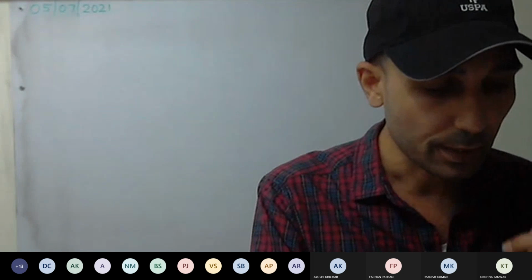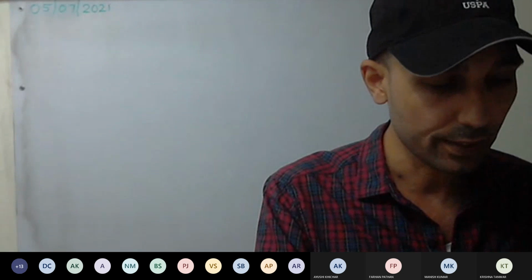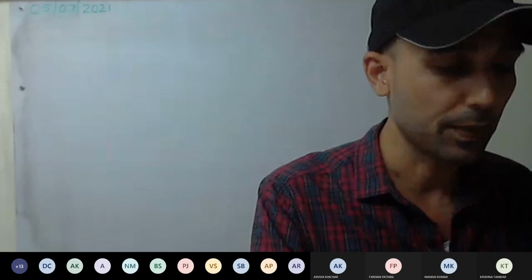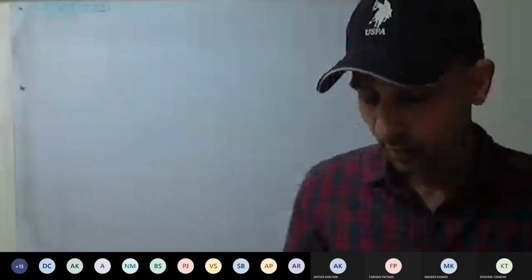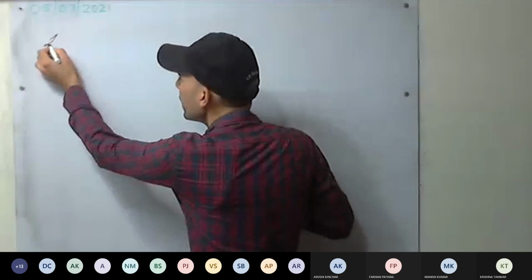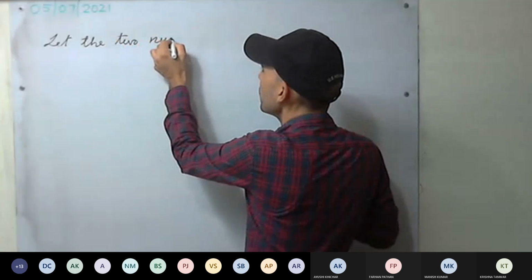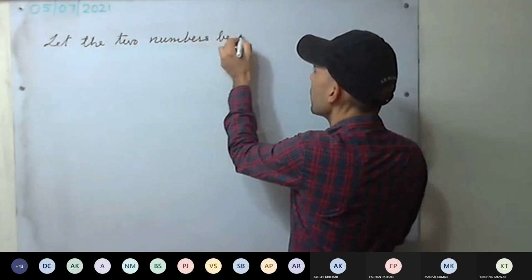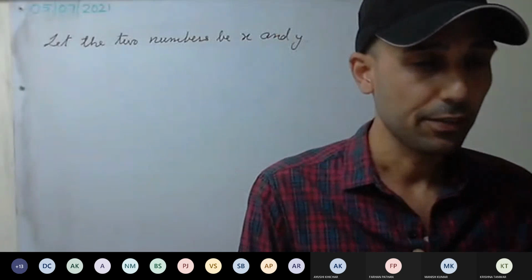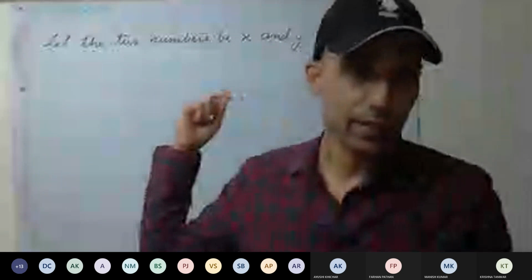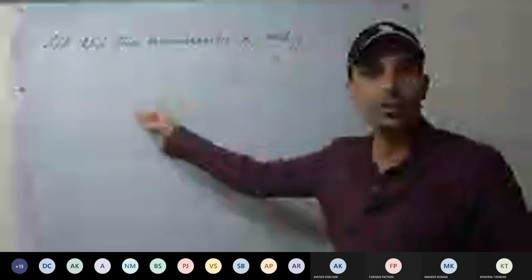If 2 is subtracted from the first and 8 from the second, the ratio becomes the reciprocal of the original ratio. Find the numbers. First of all, we will assume something. Let the two numbers be x and y. We have taken them as variables, and we will find the value of these two variables as per the conditions provided.